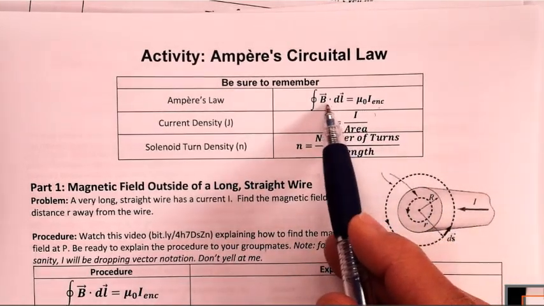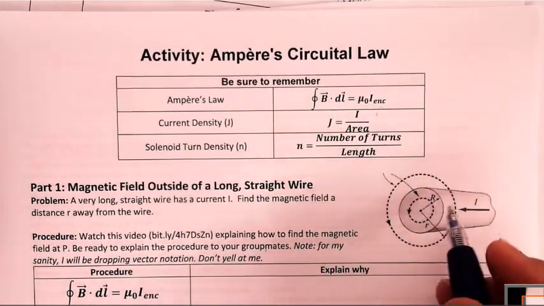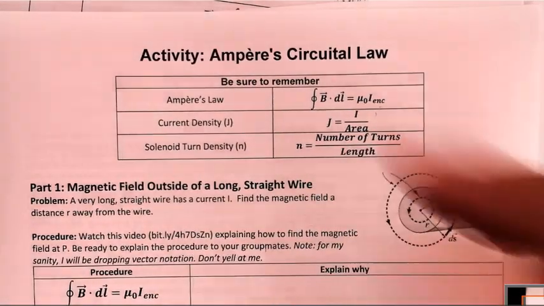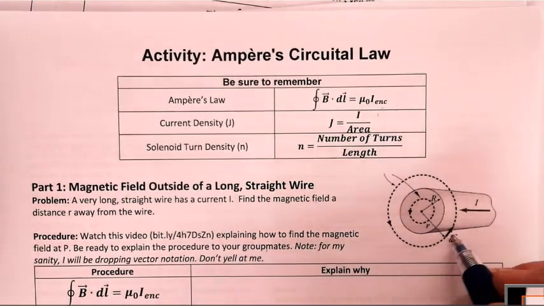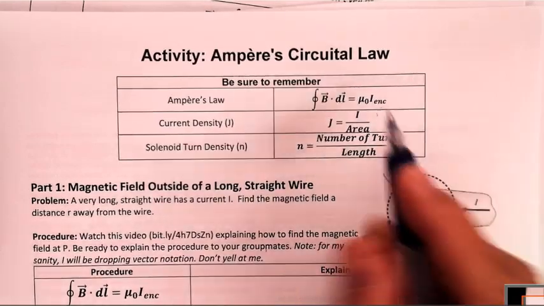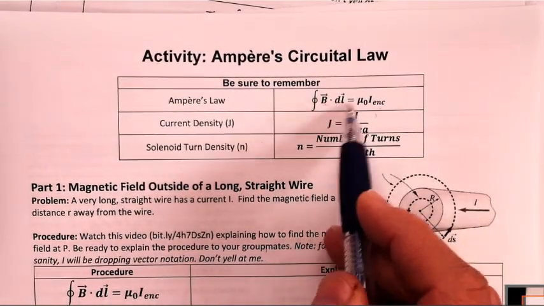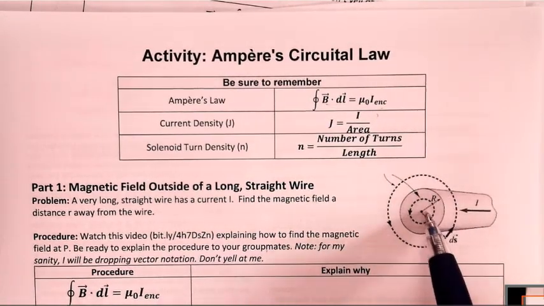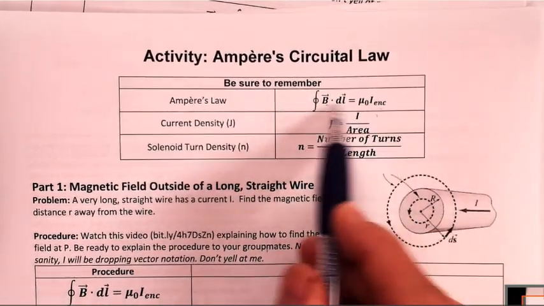And for the dl, we assume that the magnetic field and the length are in the same direction, because the magnetic field actually goes this way. By my right-hand rule, the magnetic field is going counterclockwise around this wire. So if my loop and the magnetic field are in the same direction, this dot product just becomes B times the length of your loop. And the length of my loop is just 2 pi little r. And you can use this to find the field with Ampere's law.